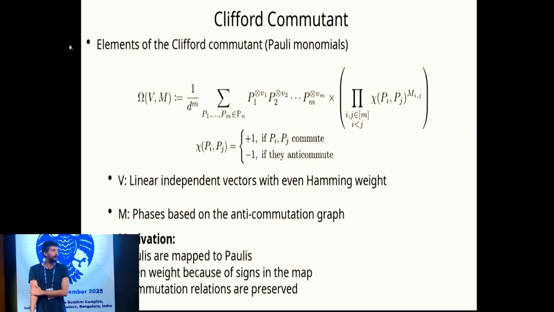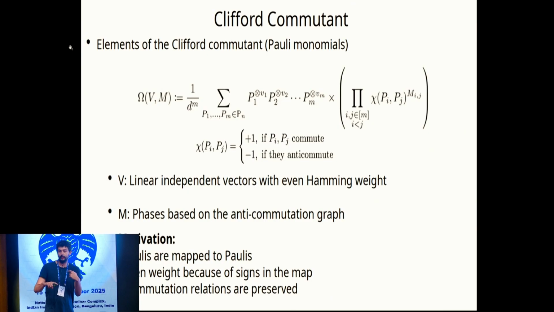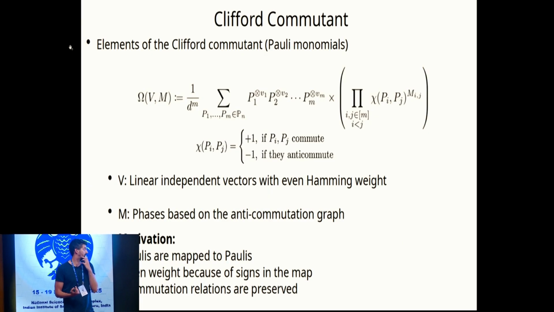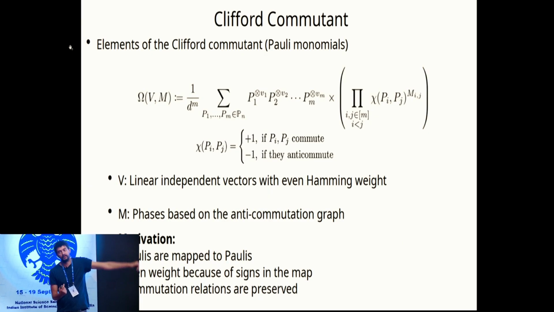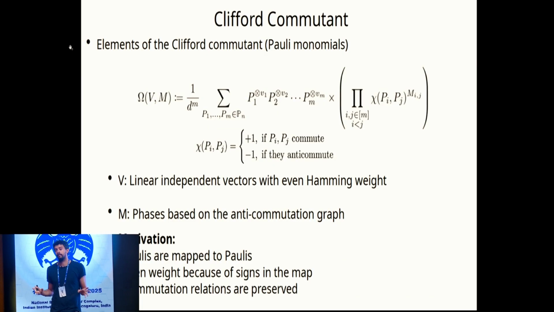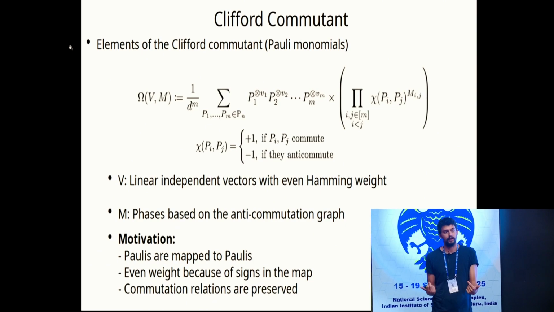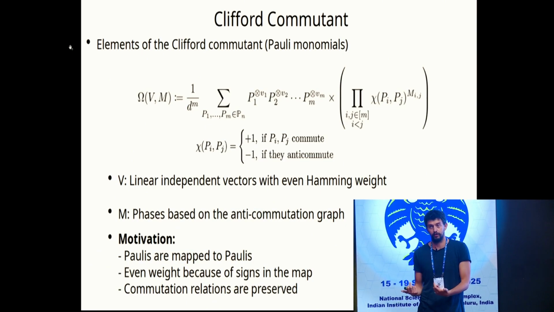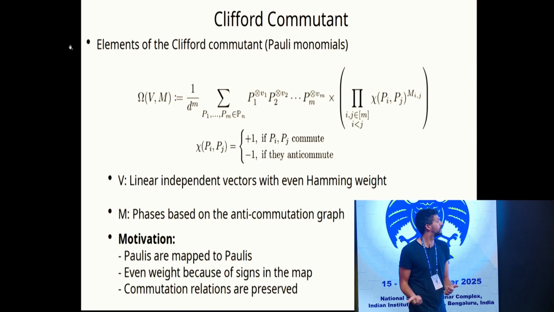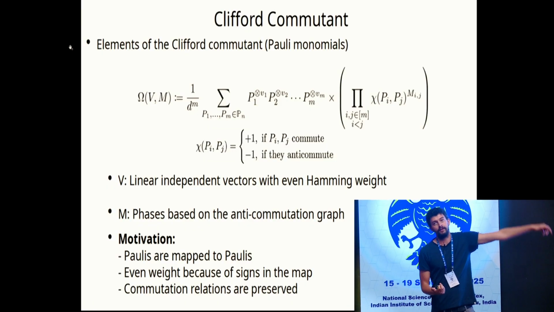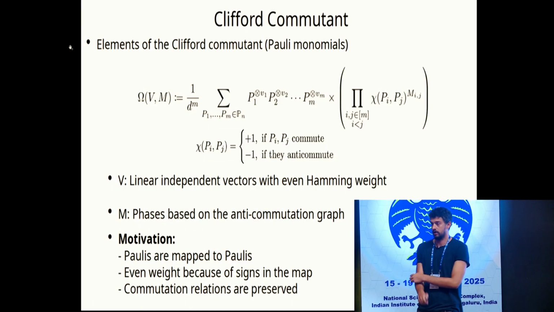The reason for this is that Paulis can also be mapped to minus the Pauli. So it would actually not be invariant if they have odd weight. And additionally, Cliffords map Paulis to Paulis, but they need to preserve the commutation relations. If two Paulis commute before I apply a Clifford, then afterwards they would also commute. And therefore, we also have these invariant chi's essentially.